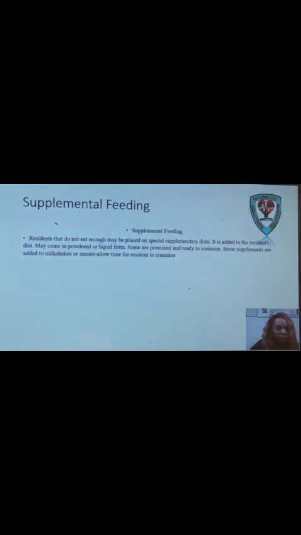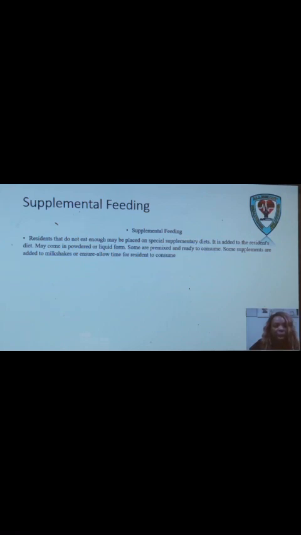Supplementing feeding. Residents that do not eat enough may be placed on a special supplementary diet. It is added to the resident's diet. It may come in a powder or liquid form. Some supplemental feedings are already pre-mixed and ready to use. Some supplements are added to milkshakes or Ensure.